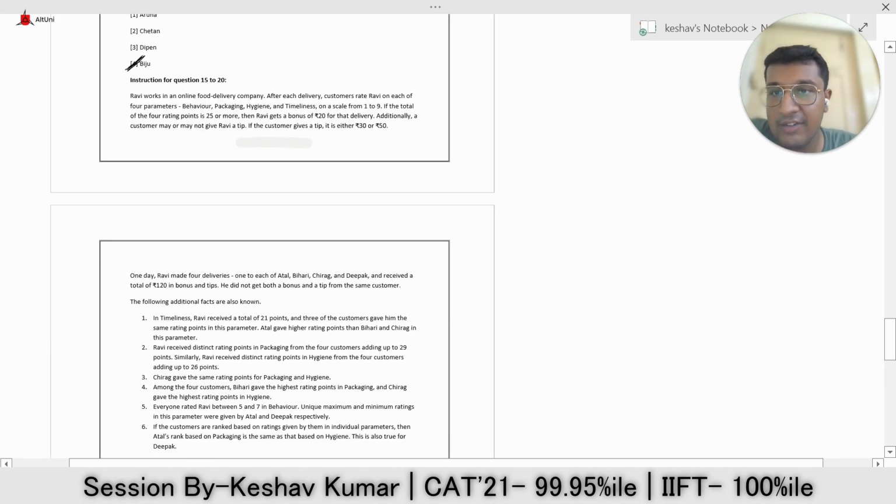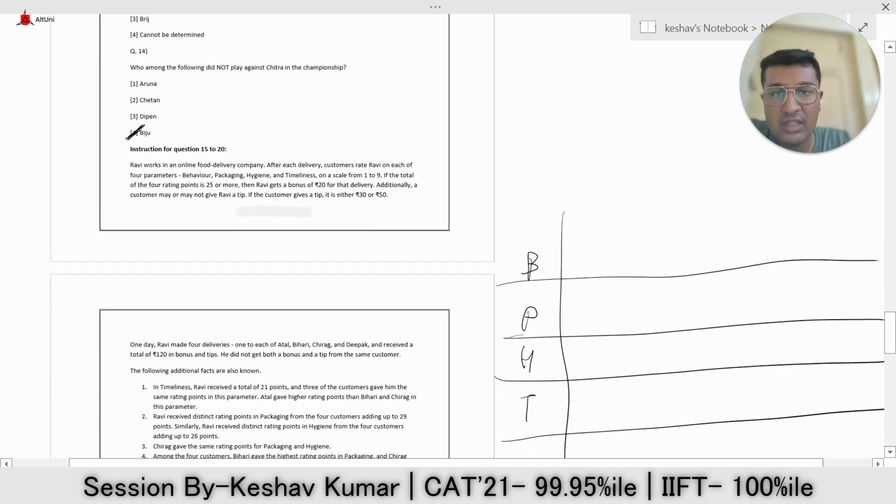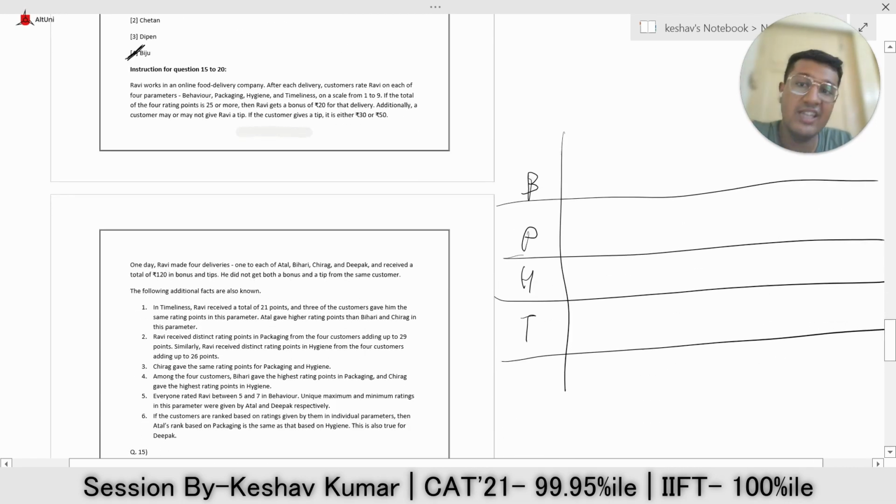Ravi works in an online food delivery company. After each delivery, customers rate Ravi on each of the 4 parameters: behavior, packaging, hygiene, and timeliness. I'm going to write it down actually. On a scale of 1 to 9, if the total of the 4 rating points is 25 or more, then Ravi gets a bonus of rupees 20. Additionally, a customer may or may not give Ravi a tip. If the customer gives a tip, it is either 30 or 50. One day, Ravi made 4 deliveries, one to each of A, B, C, D.